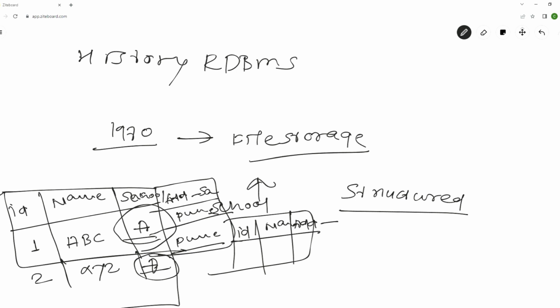For that we can create a simple table. In that table we can have the ID, the name of the school, A, and the address of the school, Pune. And instead of repeating this, we can simply give the ID to both records. So we are storing the details of the school in one record only, and simply giving the ID of that record to the student. So it will reduce the storage of duplicate data. That's why the relational database came into the picture, to reduce the duplication of data.